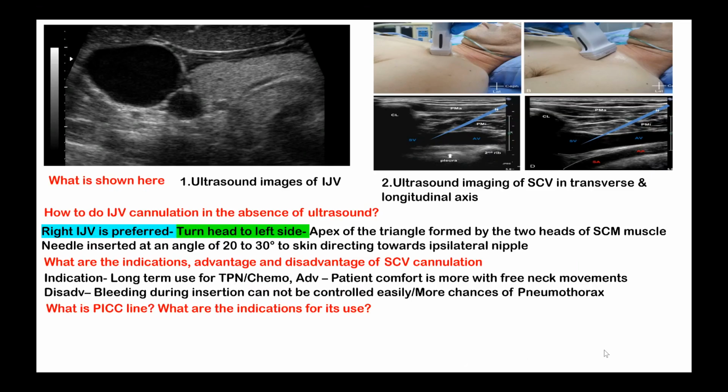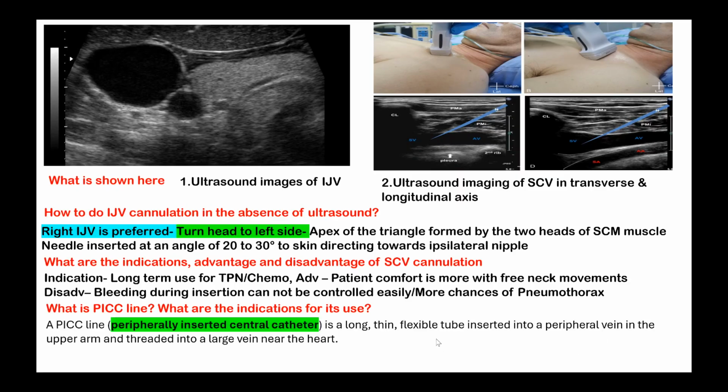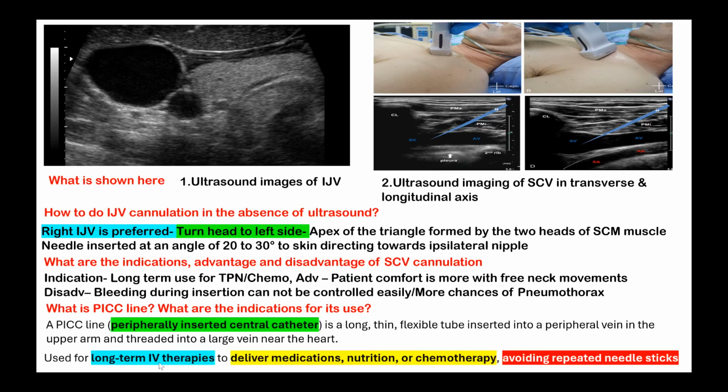What is a PICC line and what are the indications for its use? Peripherally inserted central catheter. Very good. What are the indications? It can be kept for antibiotics, sir, for three weeks, so long-term antibiotics. The long, thin, flexible tube is inserted into the peripheral vein in the upper arm and threaded to the large vein near the heart. It's for long-term IV therapy, to deliver medication, nutrition, chemotherapy, and to avoid repeated needle insertion for taking samples.